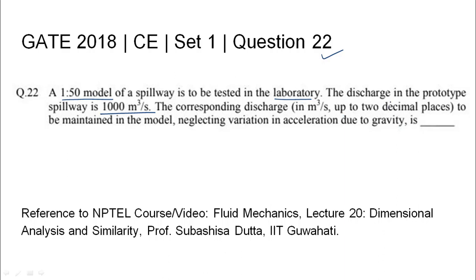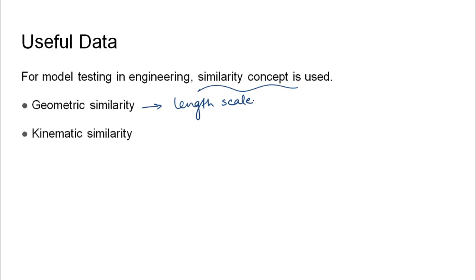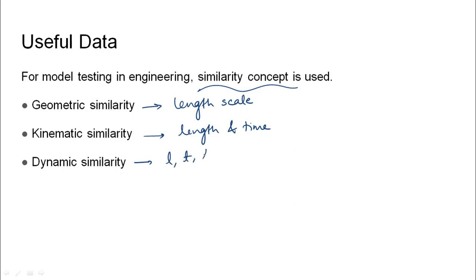The relevant NPTEL reference has been cited. For model testing in engineering, the concept of similarity is used. There are different kinds of concepts that are used. The first one is geometric similarity. In this, we compare the length scale of the model and the prototype. For kinematic similarity, we compare the length scale and the time scale. For dynamic similarity, length, time as well as force scale are compared of the model and the prototype. Another concept that is used in some applications is thermal similarity.